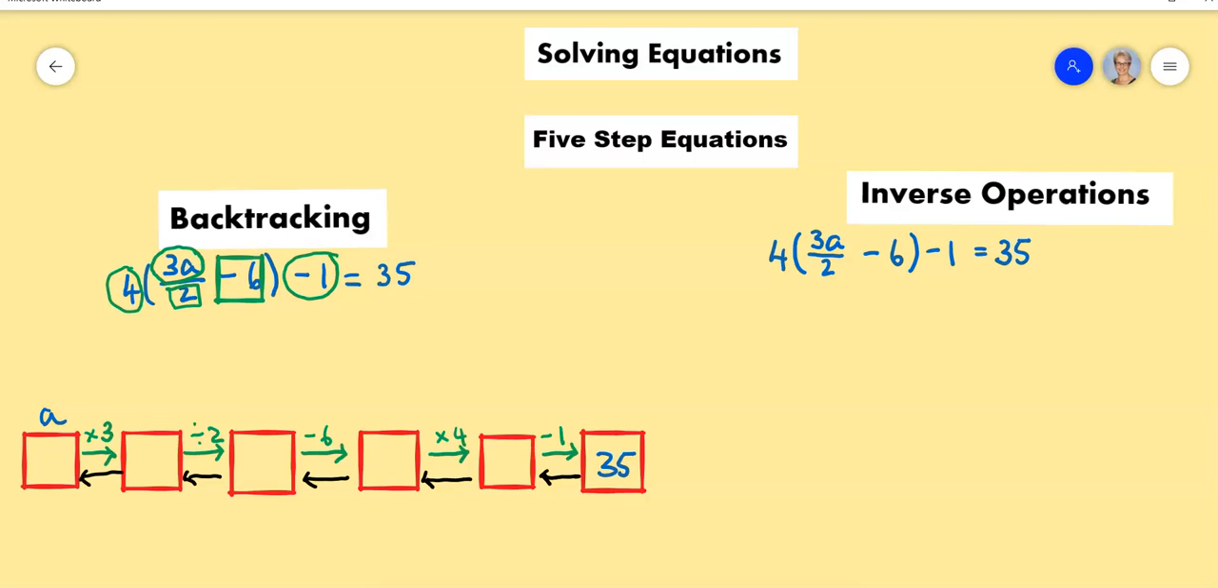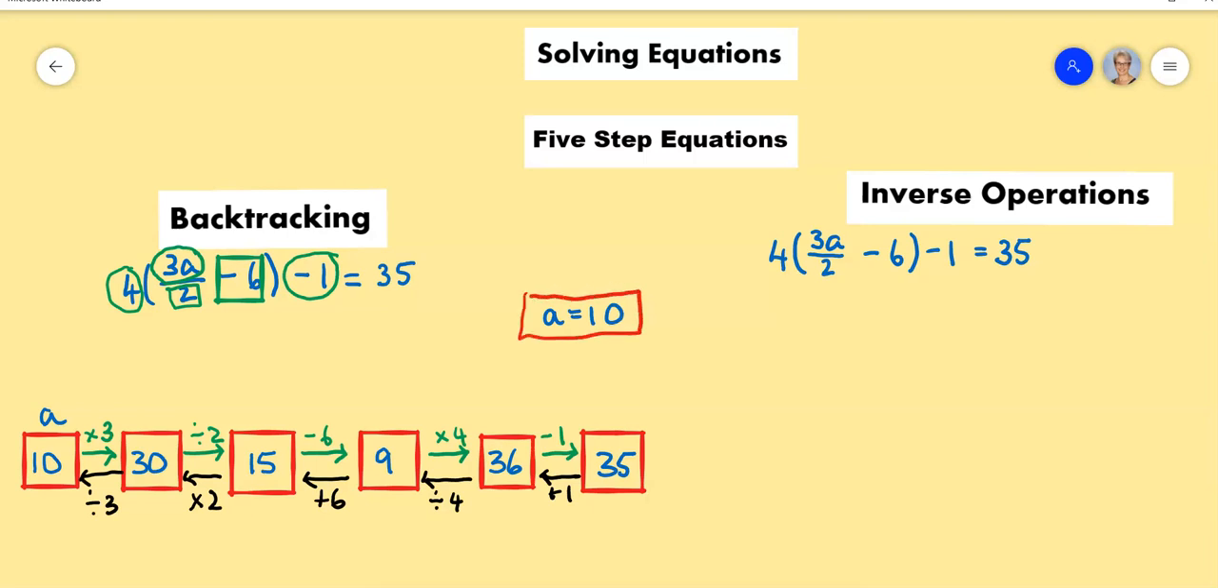Now, to work backwards, we have to add 1, divide by 4, add 6, times by 2, and divide by 3. So now let's work backwards to find A. 35 plus 1 gives me 36. 36 divided by 4 gives me 9. 9 plus 6 gives me 15. 15 times 2 gives me 30. 30 divided by 3 gives me 10. So my solution to this equation is A is equal to 10.